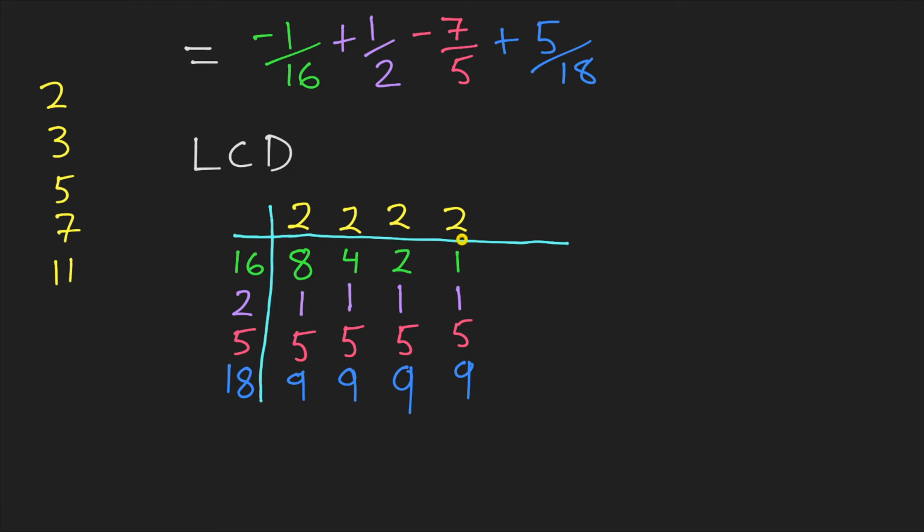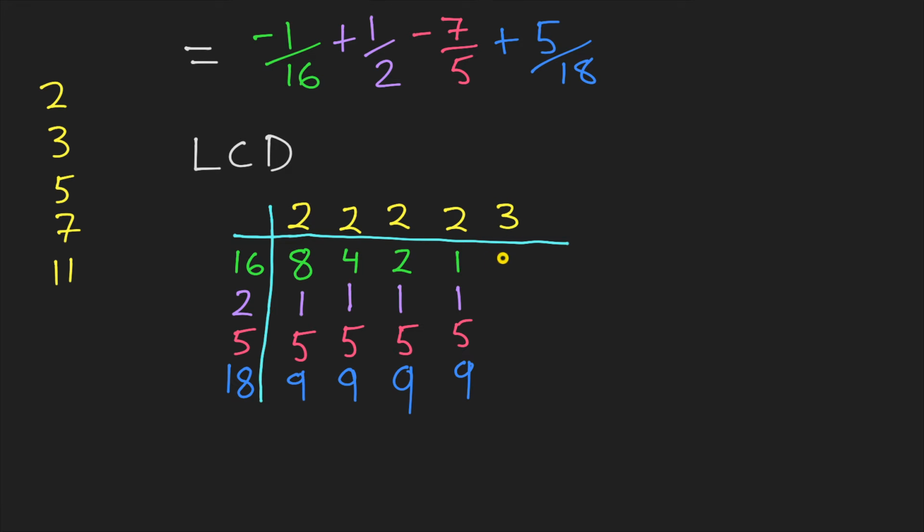Okay, now look at this column over here, 1, 1, 5, 9. Are any of these numbers divisible by 2? Well, the answer is no. If none of these numbers are divisible by 2, go to the next number on your prime number list, on your left side over here, which is 3, and ask yourself, are any of these numbers divisible by 3? Well, the answer is yes, 9 is divisible by 3, so go ahead and write 3 at the top.